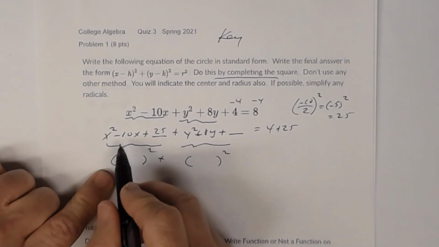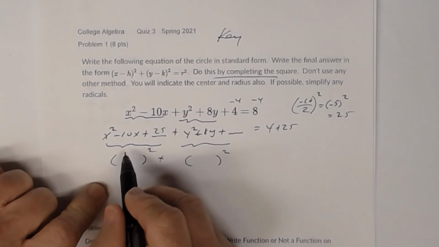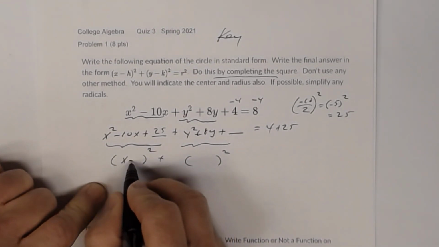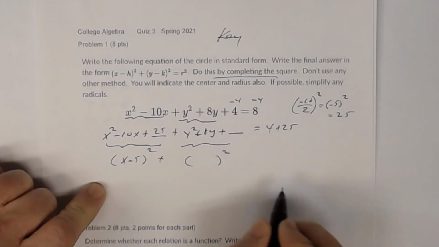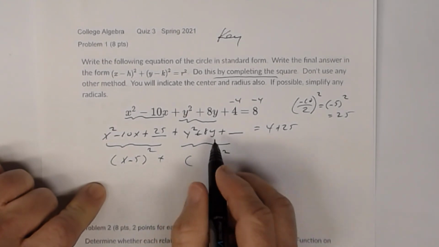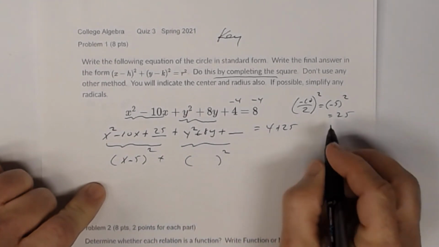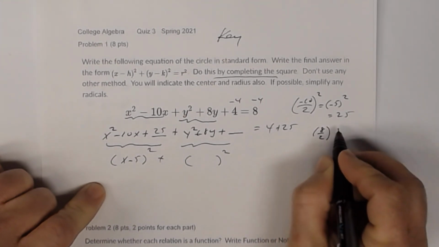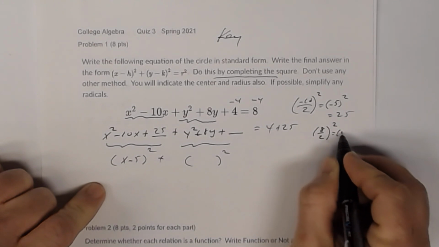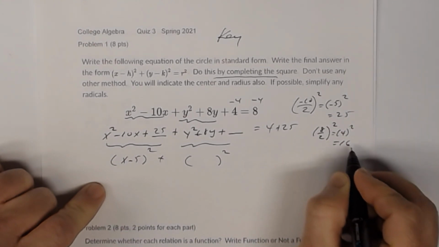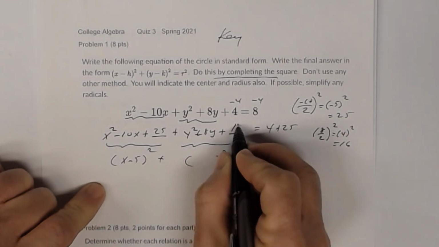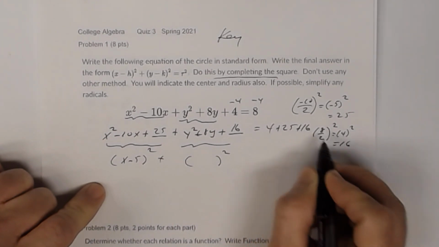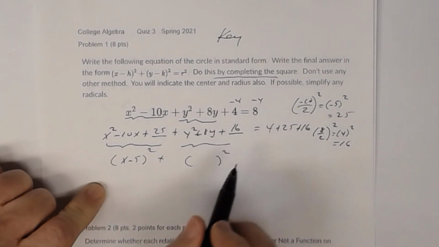Then this right here should now be a perfect square trinomial. So when I factor this, it's going to be (x - 5)^2. Do the same thing here. We take the coefficient of y, in this case 8, divide by 2, and whatever this quotient is, I'm going to square that. So that's 4^2, which is 16. And so I add 16 to both sides. So that's what that step is supposed to look like.